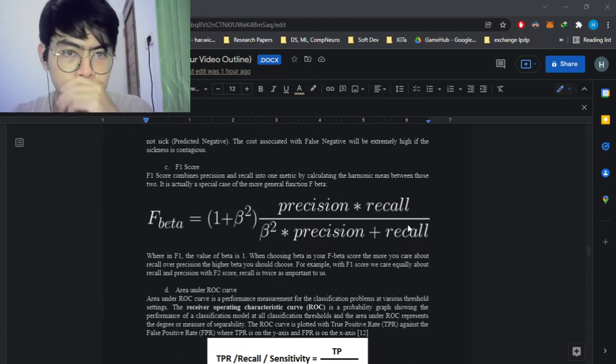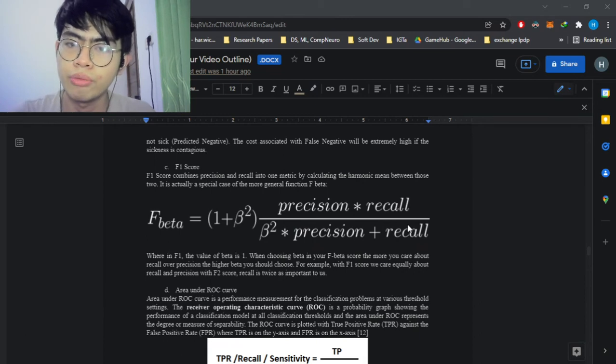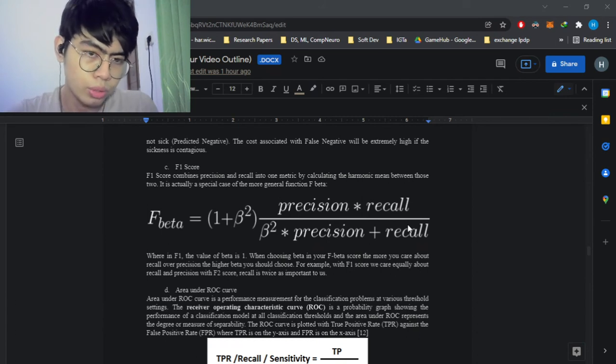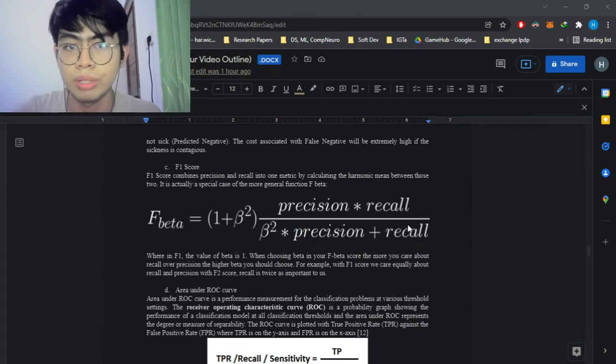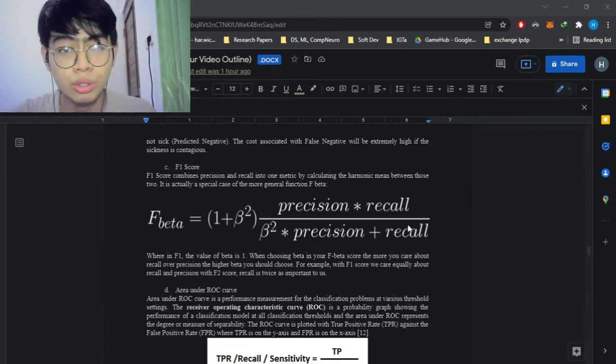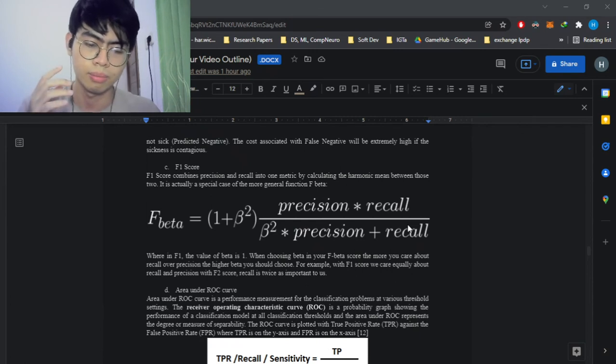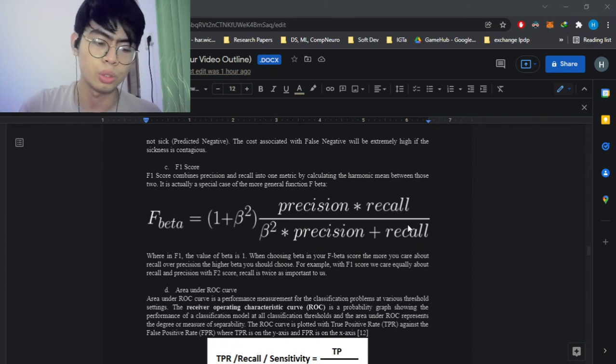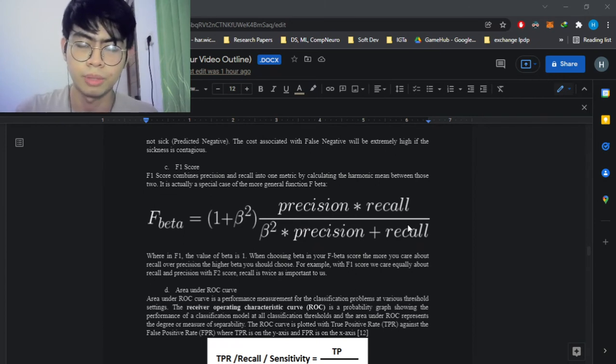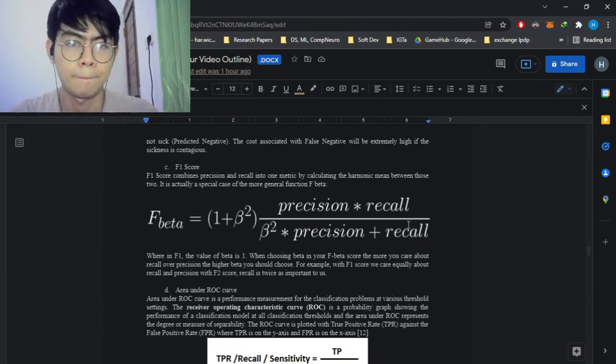A good example would be if you want to catch criminals. You want to catch a person that you're very sure is a criminal, and you want to capture as many criminals as possible. So you will need both precision and recall. Precision, where you want to be very sure that the person is a criminal, and recall, where you want to capture as many possible criminals as possible.